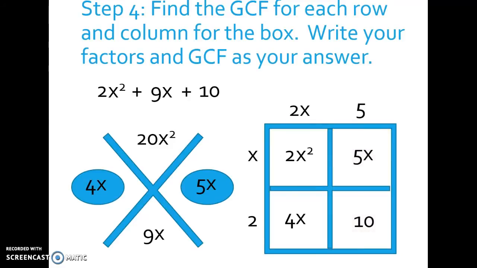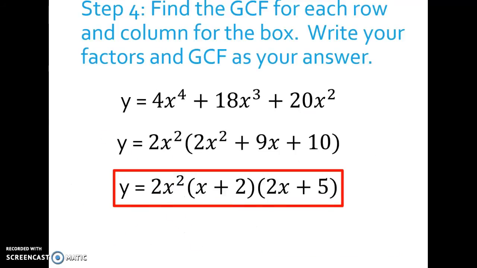So our final answer would be our greatest common factor, which was 2x squared, times x plus 2, times 2x plus 5. And now our polynomial is factored. So that's the process for the X-box method of factoring. It's a lot of steps, but the more you practice it, the better you'll get.